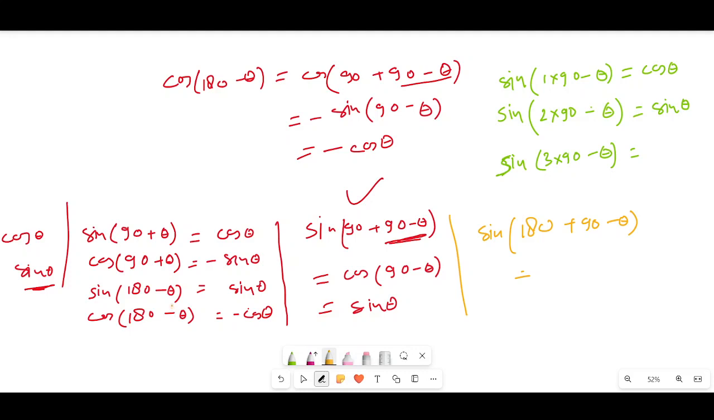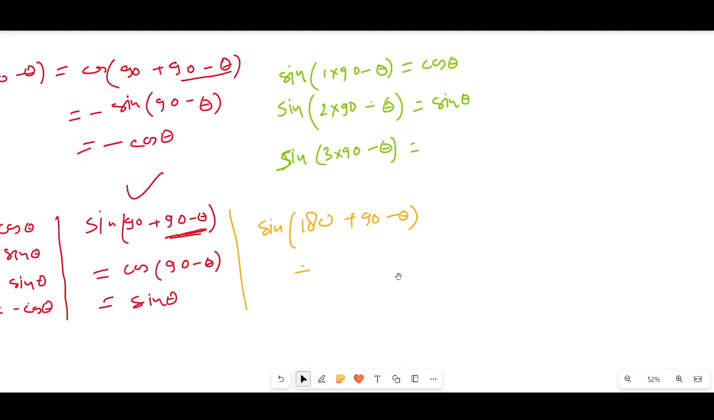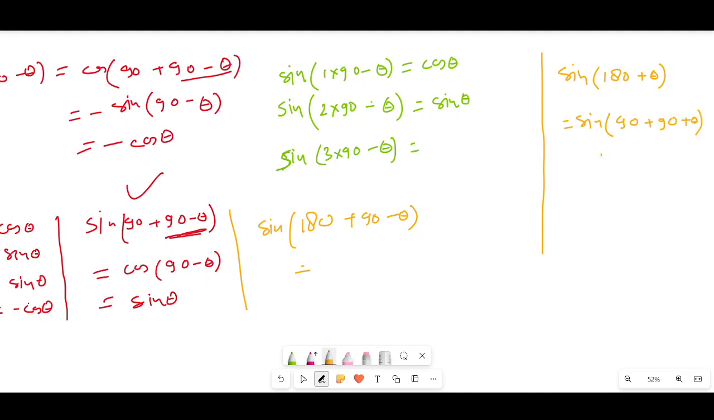I don't know. But you should first find out the value on the basis of plus. Clear? Now find out the value of sine 180 plus theta. We can write the same thing, sine 90 plus 90 plus theta. Now sine 90 plus theta, what is the value of sine 90 plus theta?